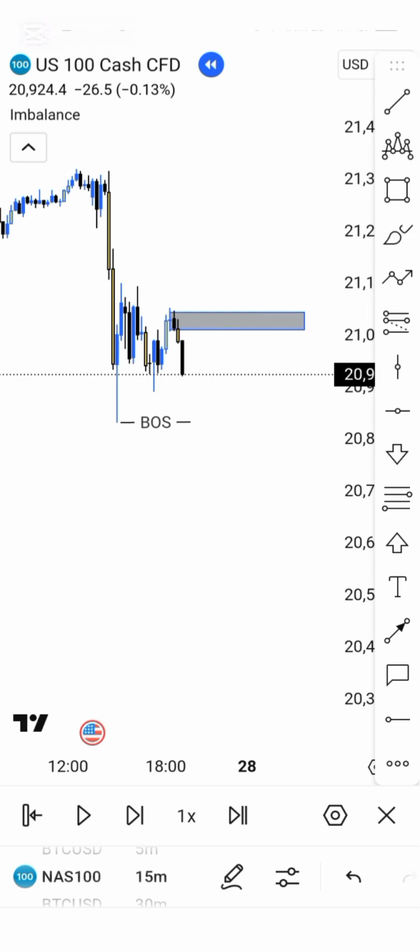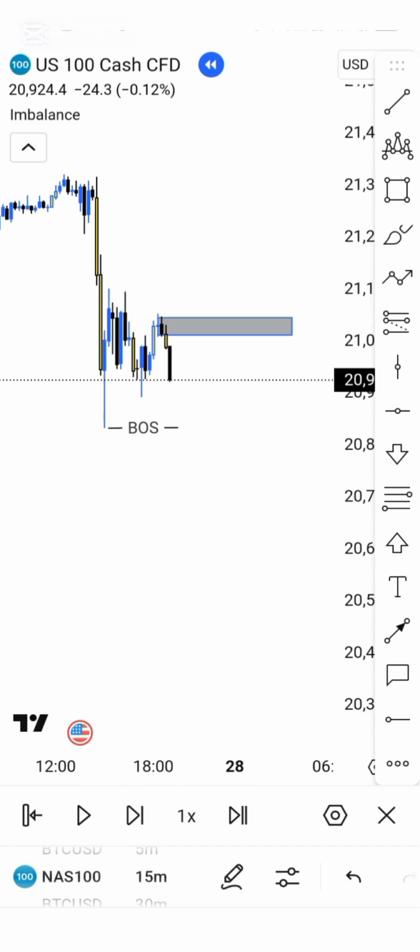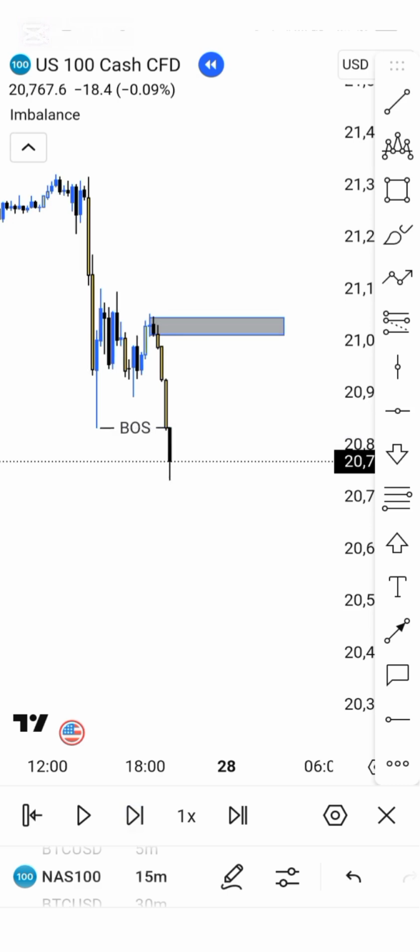Now it is still not valid because it has not broken the structure. You can now see that we have a clear break of structure. That is where this order block is valid. So that is what I mean by confirming break of structure.